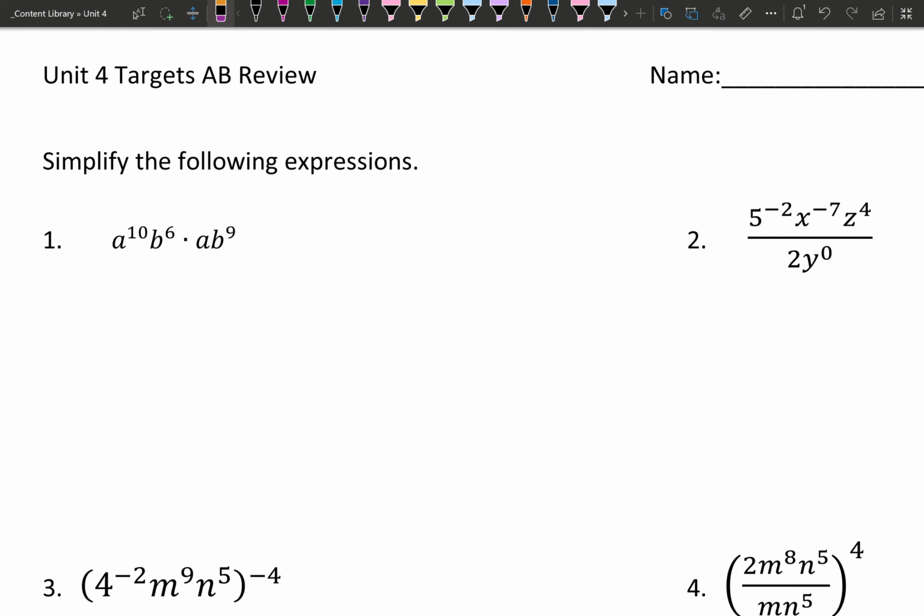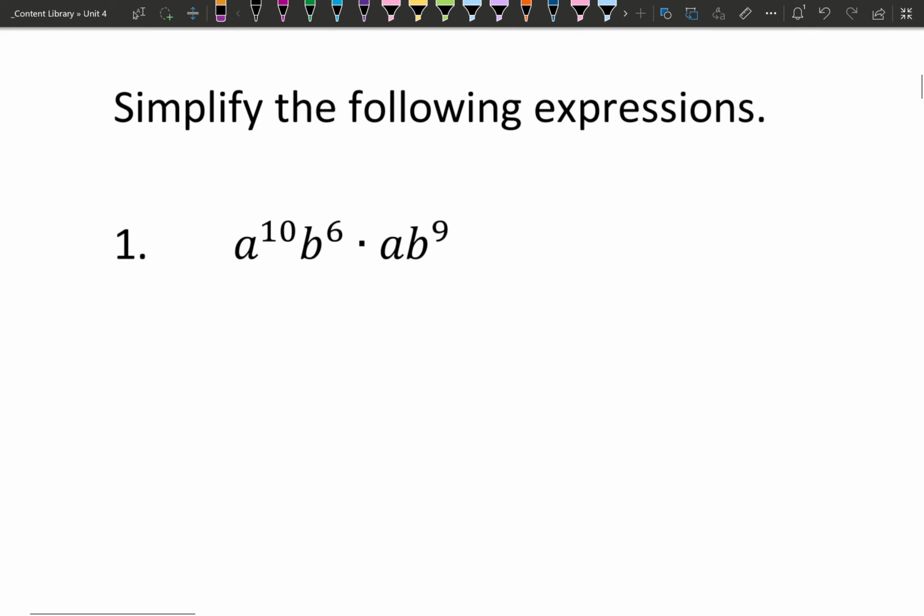Let's get started. In number 1, I see that we have some multiplication going on. So I'm going to use the product rule, which states that if we're multiplying two of the same base, we can add their exponents. Now we have A and B, so let's add those.